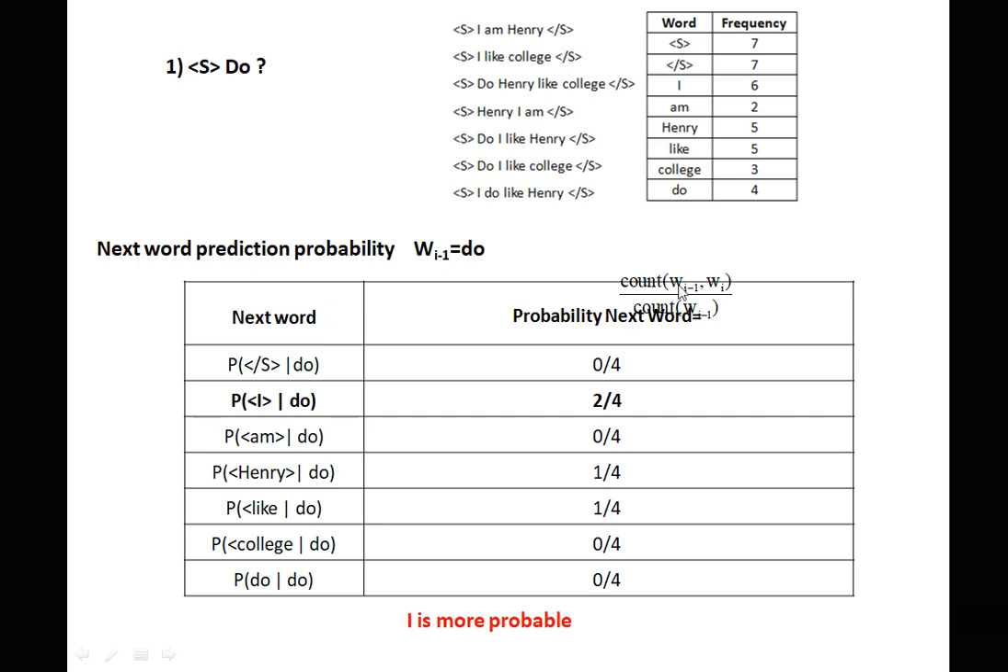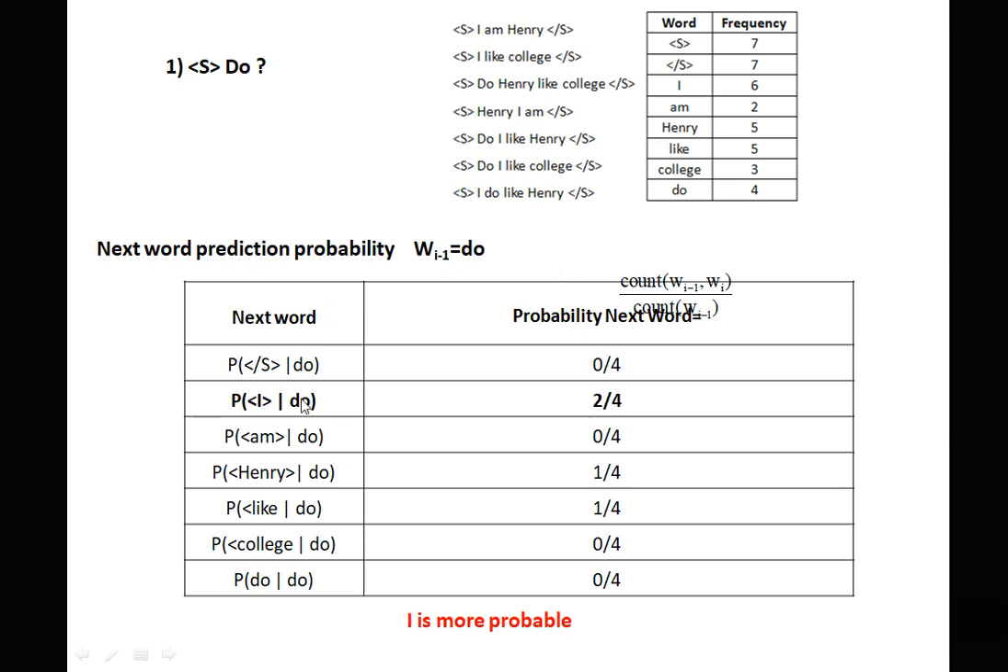Now this is a simple formula: count of wi minus 1, wi divided by count of wi minus 1. Here the denominator is the same, that is nothing but the count of do, which is 4. And here we require to check in the corpus how many times after do the end of the sentence will come. Now see, after do there will be no end of the sentence, so 0 by 4.